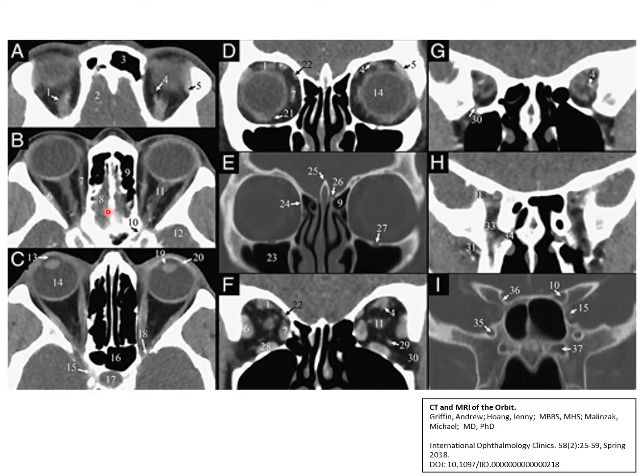The normal structures of the orbit as seen on a contrast enhanced CT scan image. This is a presentation made from an article by Griffin et al., who have posted these images in their paper, and they have labeled the images appropriately, starting from the axial sections from the superior to the inferior portion of the orbit, and the coronal sections from the anterior portion to the posterior portion of the orbit. These are all contrast enhanced images, so we'll see the appropriate structures as we proceed.